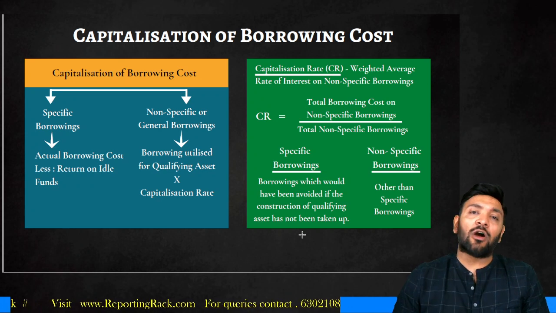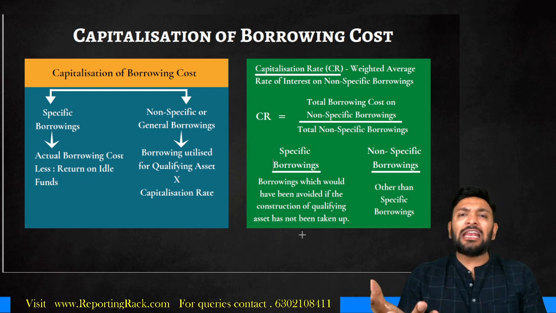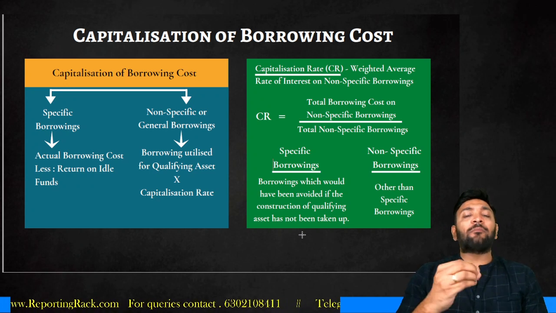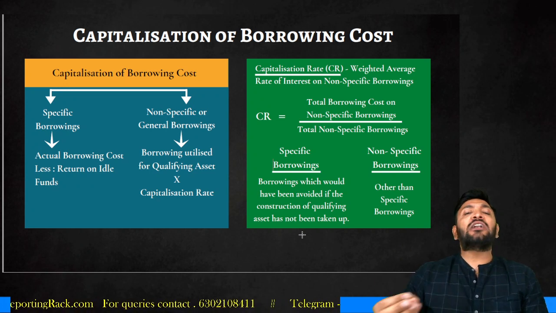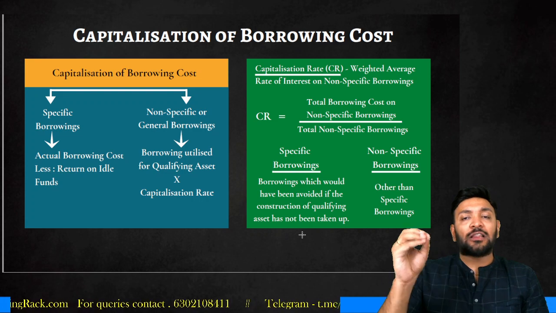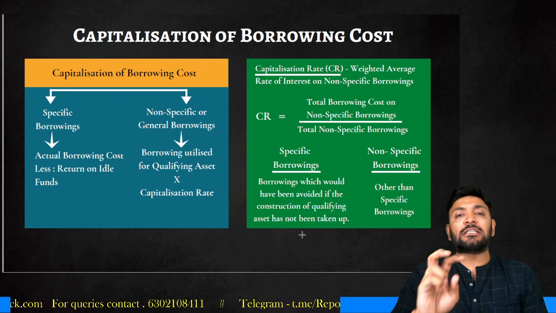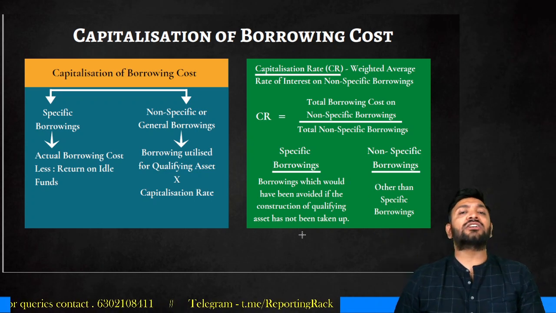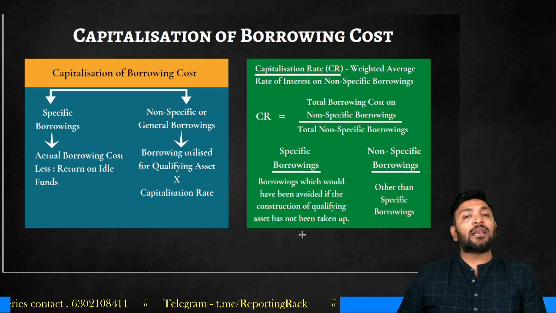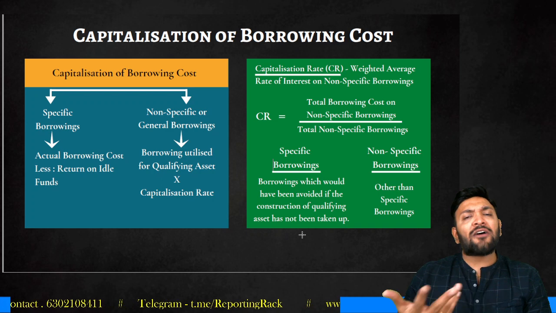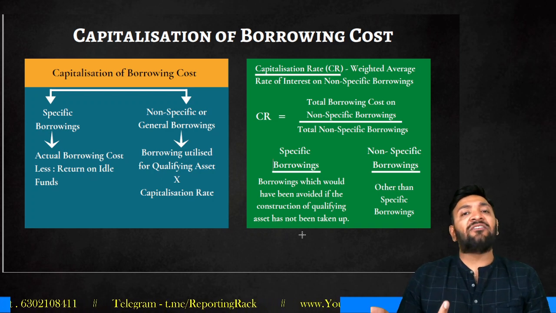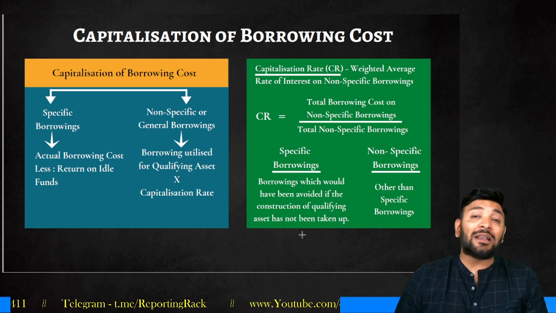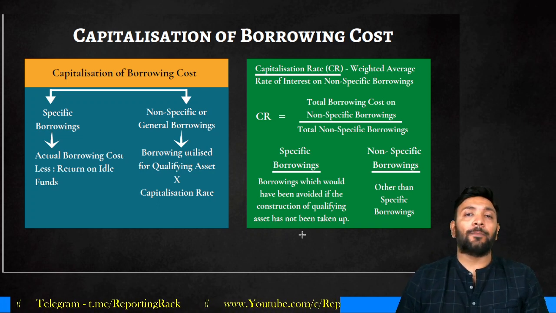What is a general borrowing or a non-specific borrowing? Any normal borrowing. I've taken an overdraft for my business purpose. A part of this overdraft has been consumed for the construction of the qualifying asset. I've utilized this overdraft in part for the construction of the qualifying asset. General borrowing. I've taken the overdraft for my business. I never said I've taken it only for this particular qualifying asset. So that is fundamentally what a general borrowing is.